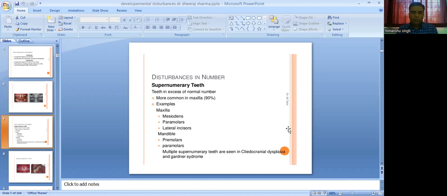Then we have another disturbance in the number of teeth. First is supernumerary teeth. This is the term used when the teeth are in excess of the normal number. 90% of the cases are seen in the maxilla. Examples of supernumerary teeth include, in the maxilla, mesiodens, paramolar, and lateral incisors. In case of the mandible, it is premolars and paramolars, and multiple supernumerary teeth are seen. They are more common in Gardner syndrome as well as in cleidocranial dysplasia.